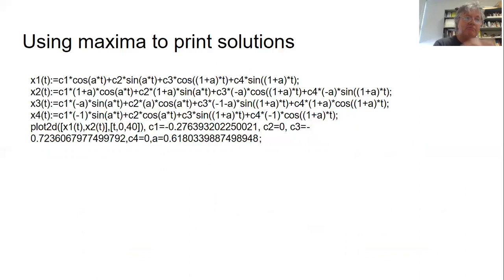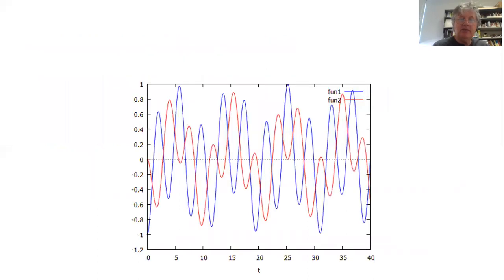And so there's our solution. So x1 and x2 are the positions of the springs, remember, and x3 and x4 is just the derivative of that thing. And then I just plot x1 and x2, and I tell Maxima what the value of those parameters are. And there we go. And there's the fun and games of how the springs jostle back and forth.